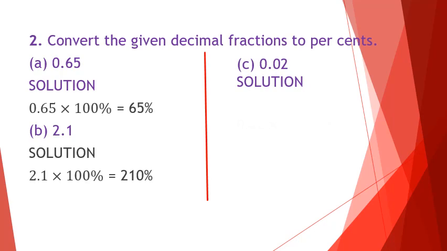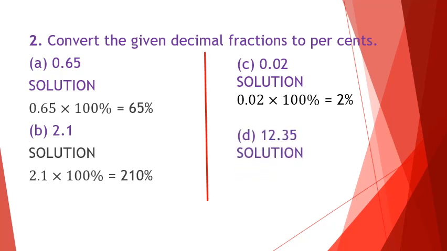Next is 0.02. Multiplied by 100, the decimal point will shift 2 digits to the right side. So the decimal point will come after 2. That means we get the answer as 2 percentage. Next is 12.35. While multiplying by 100, the decimal point will shift 2 digits to the right side. So we get 1235 percentage.